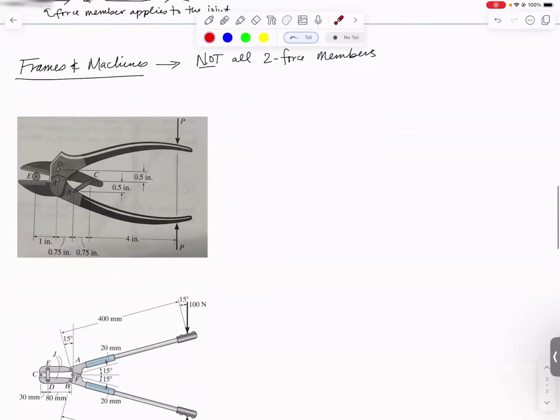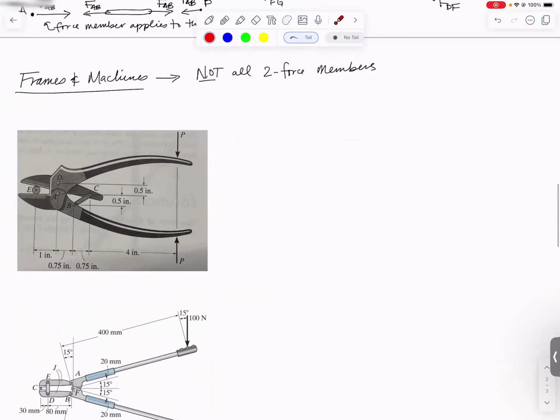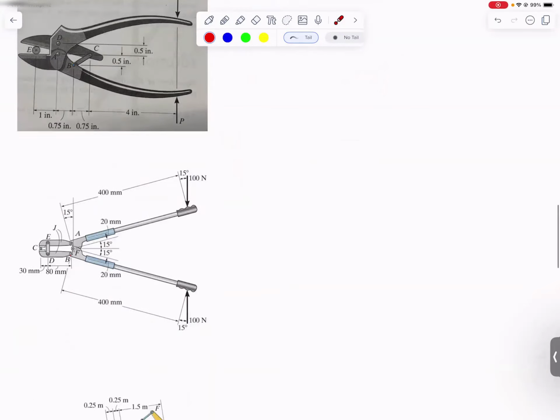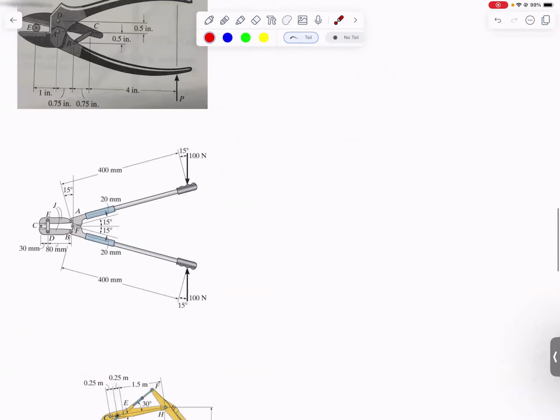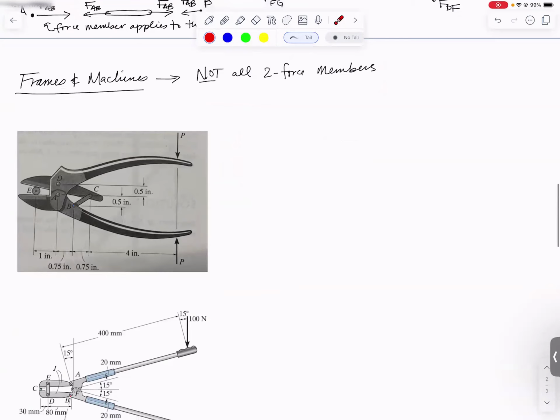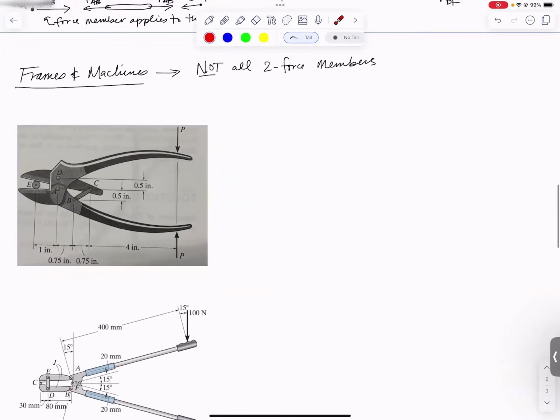So frames and machines are the other part of this chapter, and the thing to remember about frames and machines is if you have even one member that is not a two-force member, then it's suddenly a frame or a machine. And it looks like all of my diagrams I've included in here are actually machines and not frames. What could a frame look like?